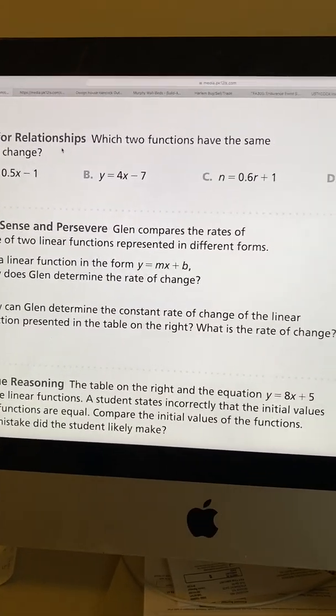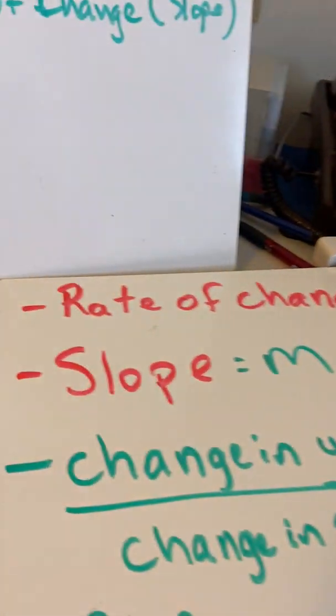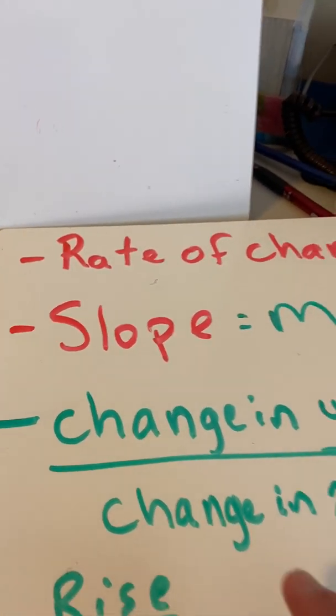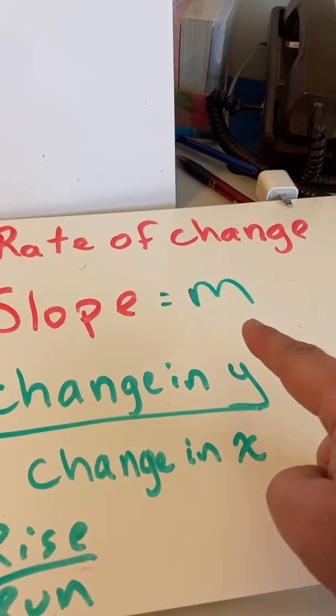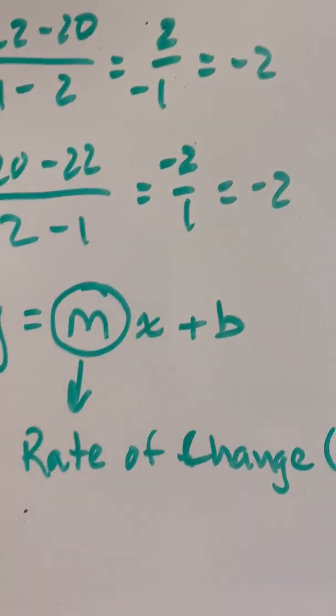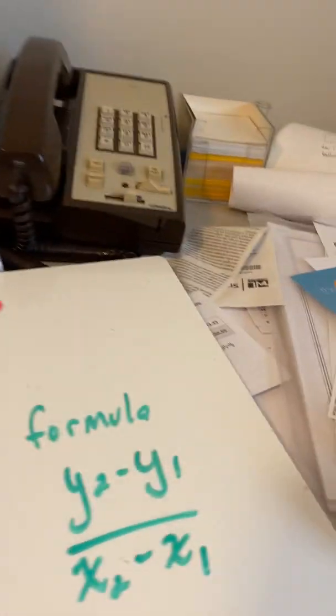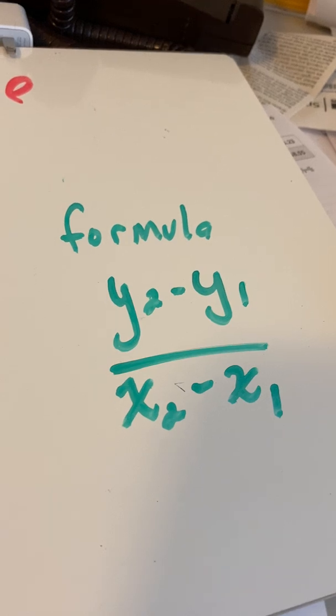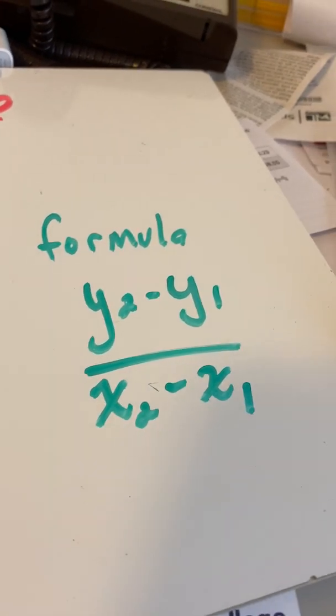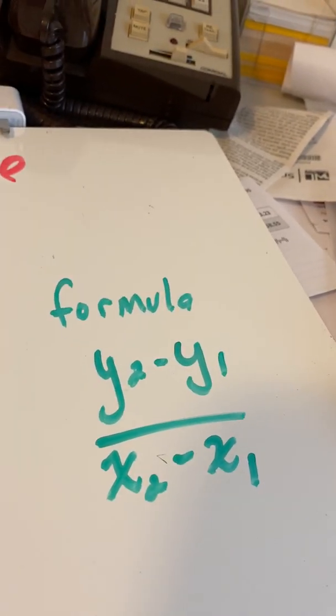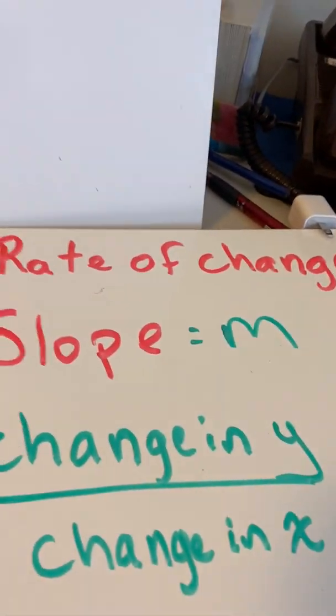Some of you have said, what is rate of change? Rate of change has many different names. It's slope. It's change in y over change in x. It's the letter m in the formula y equals mx plus b. It's rise over run. All of those are different things. The formula to find slope or the rate of change is y2 minus y1 over x2 minus x1. These are all things you want to just throw into your notes because these are things that we have worked on and done previously in the equations.